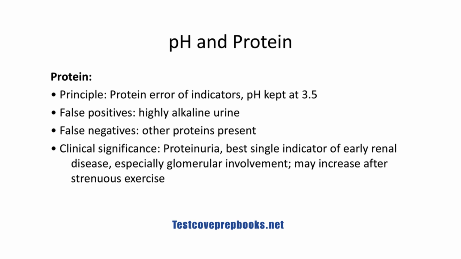Protein detection is based on the protein error of indicators, with the pH held at 3.5. Albumin binds to dye, shifting the spectrum. False positives may occur in highly alkaline urine, while false negatives may occur when proteins other than albumin are present. Proteinuria is considered the best single indicator of early renal disease, particularly glomerular involvement, and it may increase after strenuous exercise.